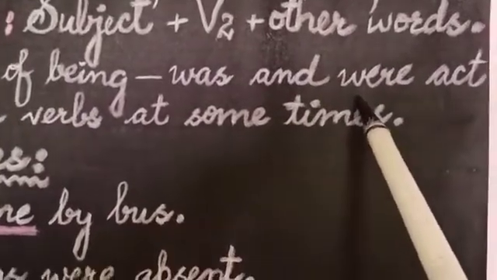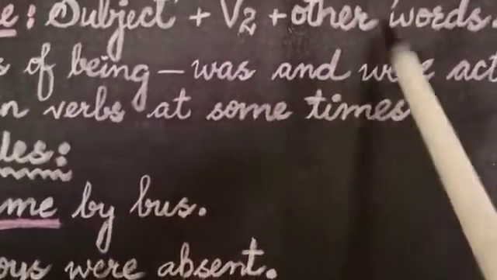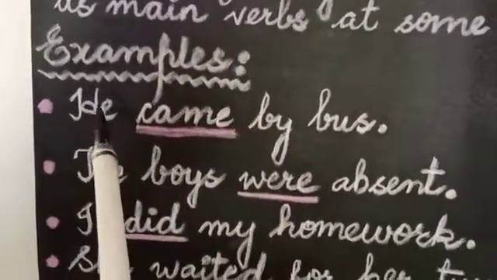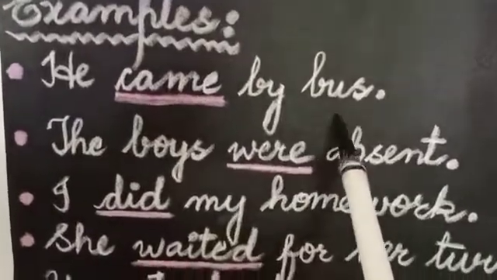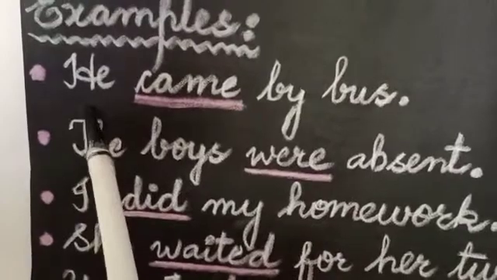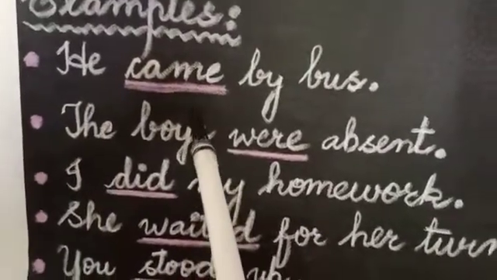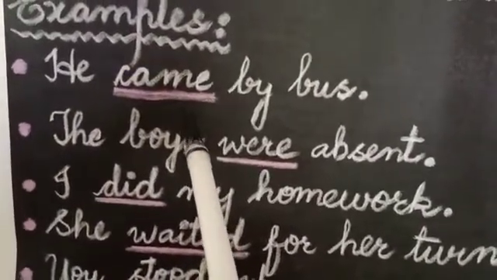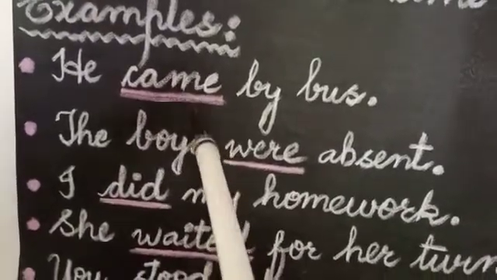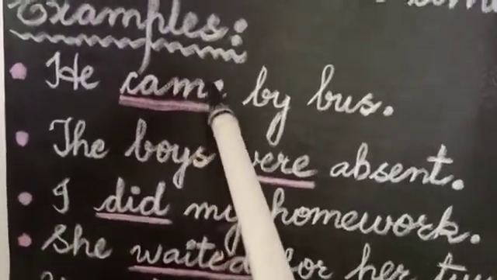Even when there is not any action word present in the sentence, there can be a verb of being. Now, let's go through some examples. He came by bus. You see, he is the singular male subject. Came is the past form of which verb? Which verb has this second form? Came. Come is the first form. Came is its second form.